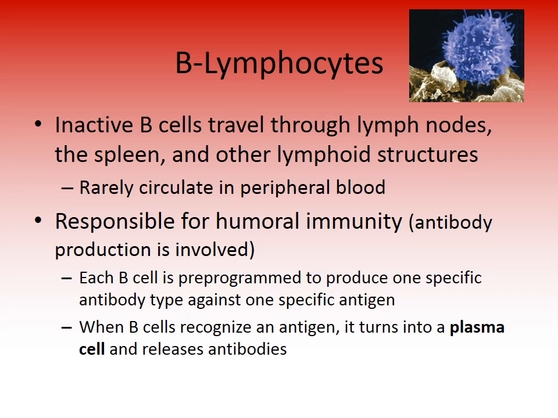Our B lymphocytes, inactive B cells, travel through lymph nodes, the spleen, and other lymphoid structures. They're rarely in the peripheral blood. They're responsible for humoral immunity, so this is an immunity where antibody production is involved. Each B cell is pre-programmed to produce one specific antibody type against one specific antigen. So that's quite impressive. When B cells recognize an antigen, they turn into a plasma cell and then start releasing antibodies.